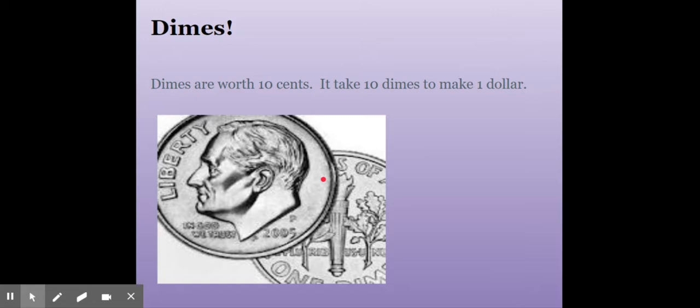Dimes are kind of easy to count because if you can skip count by tens, you would be in good shape. That's the trick with money, you know? All you've got to do is skip count with ones, fives, and tens. They would be the easiest.